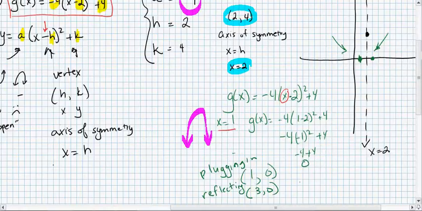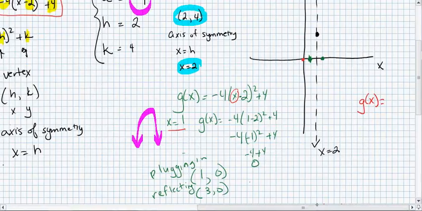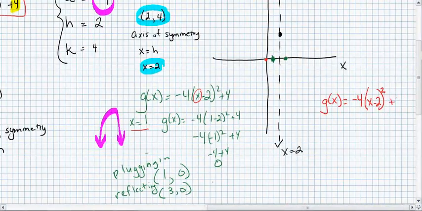Let's do that same process with one more point. So I went to 1. What happens if I go to 0? Let's do that in a different color. If we go to 0, what happens when I plug in 0? So g of x equals, same equation I've been using all along, negative 4 times x minus 2 squared plus 4. And I want to know what happens when x equals 0.